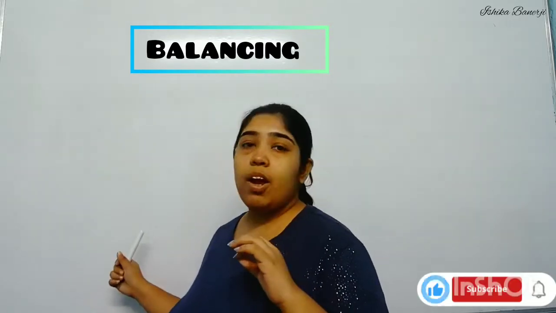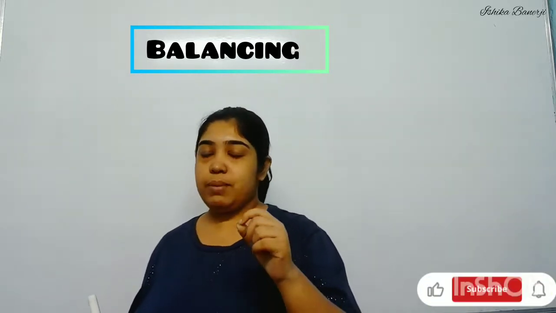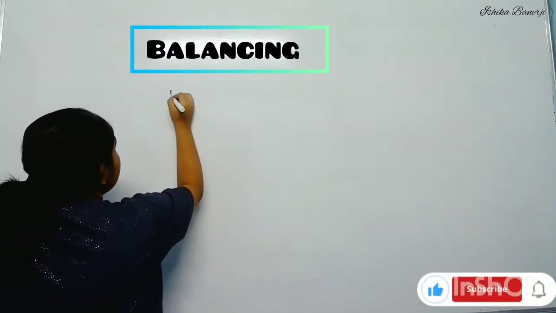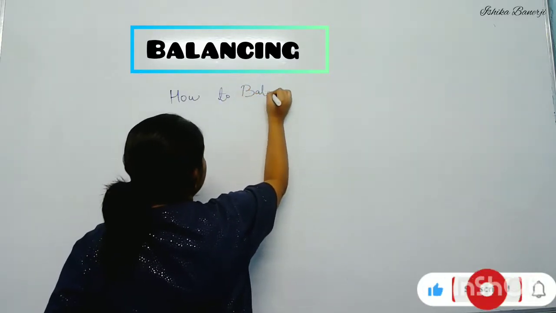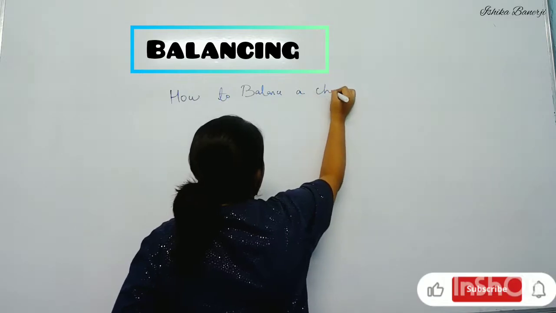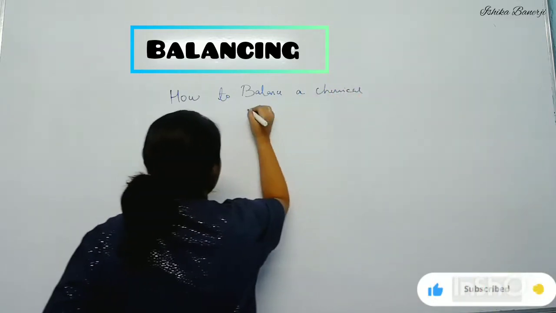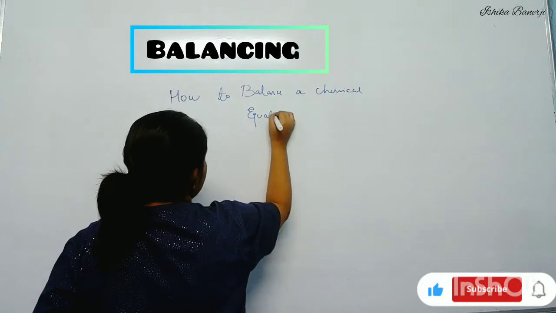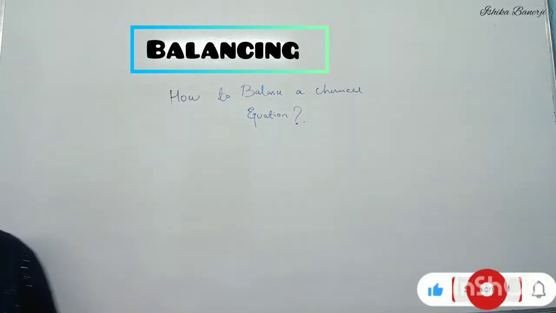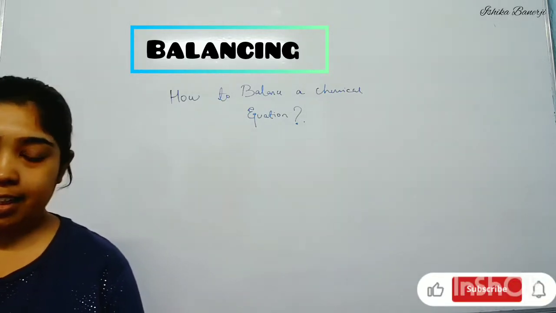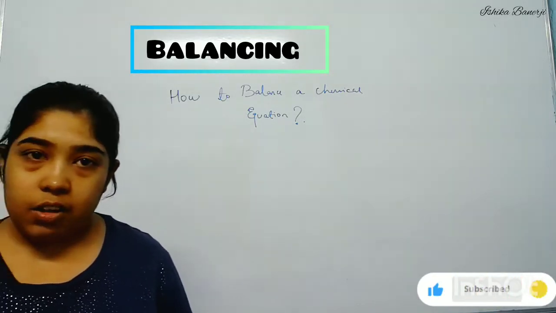My way of teaching balancing is very simple. I will go with the hit and trial method, and it is a bit different type of method in which I will be teaching you. So let's start with the topic, how to balance a chemical equation. Okay, so this is a question, or this is how they will be giving you. Is it visible properly? Please write in the comment section if you have any problem, then you can mention.